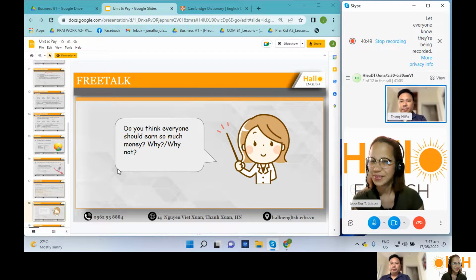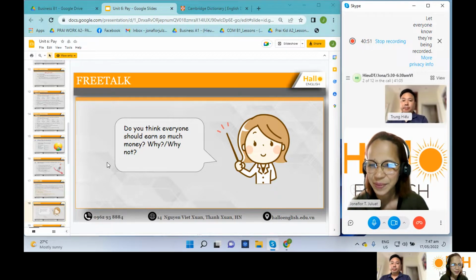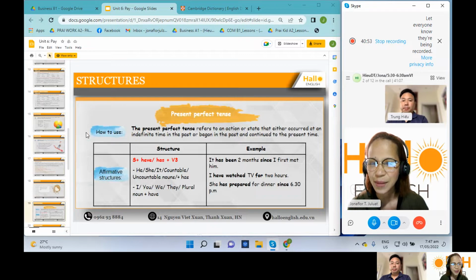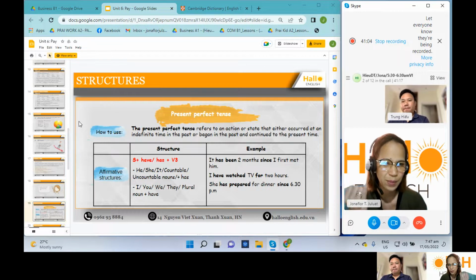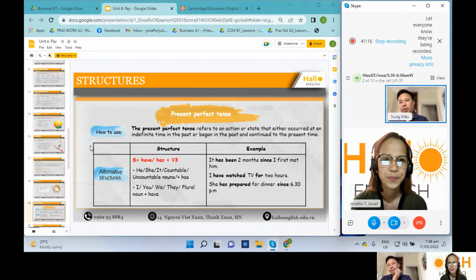Okay, good. Now this time let's learn some structures. I think you are very familiar with different tenses, right? The present perfect tense, the past perfect tense, the future perfect tense, right? So how to use present perfect tense? Can you read?